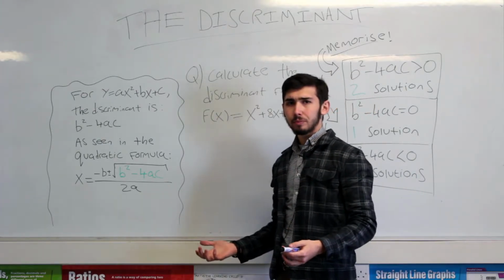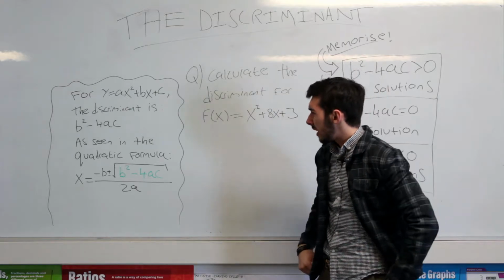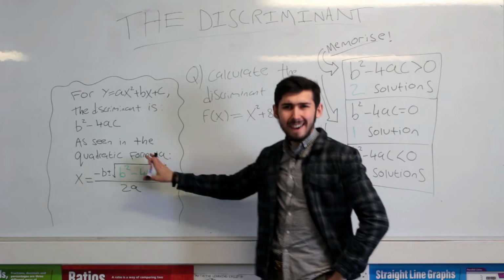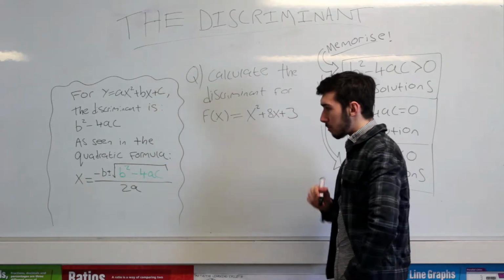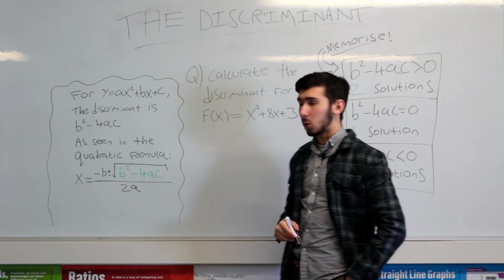Why does it do that? Why does the discriminant tell you that? You might think, well, it doesn't really, it's just part of the quadratic formula. It's just sort of in there. This is the important bit. Observe the plus or minus in the quadratic formula.